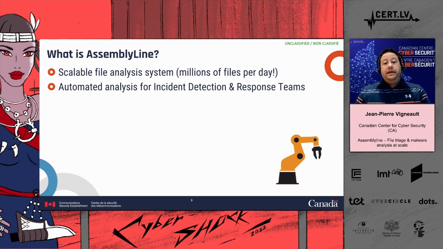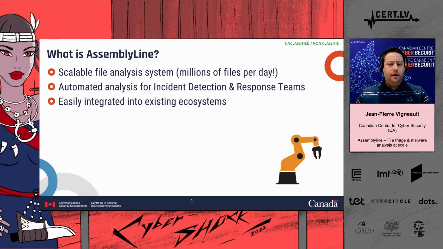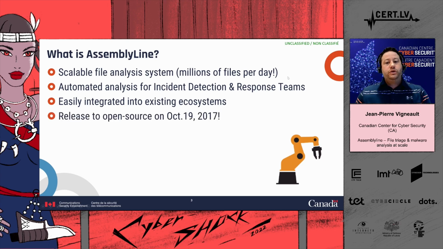Its main purpose is to automate the analysis for incident detection, but also to help incident response teams, forensic teams, so anyone that has files or malware. One key thing with Assemblyline is it's easily integrated into existing ecosystems. It is an open source system. Version 3 of Assemblyline was open sourced in 2017. And we've open sourced the latest version, which is version 4, in 2020. Having the system open source allows people to integrate it within their own ecosystem and to tweak it to their own needs.